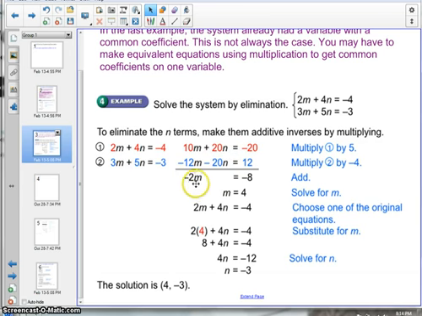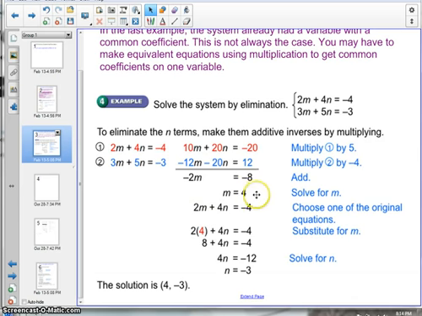So we have negative 2m is equal to negative 8 when we add the two equations. Then we want to divide by negative 2, I'm sorry, to get m by itself. So m is equal to 4, because negative 8 divided by negative 2 will give us a positive 4.